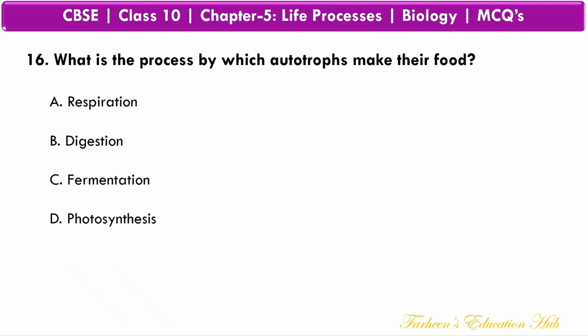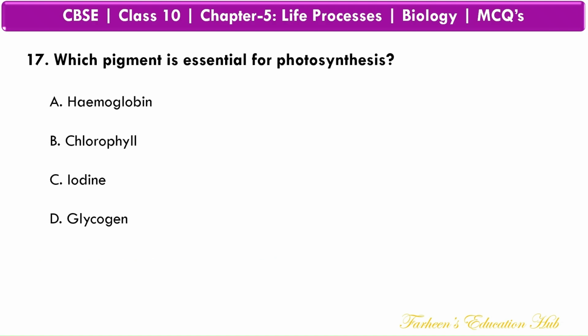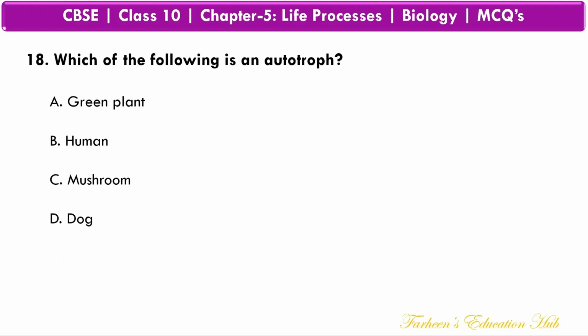What is the process by which autotrophs make their food? Correct answer. Photosynthesis. Which pigment is essential for photosynthesis? Correct answer. Chlorophyll. Which of the following is an autotroph? Correct answer. Green plant.